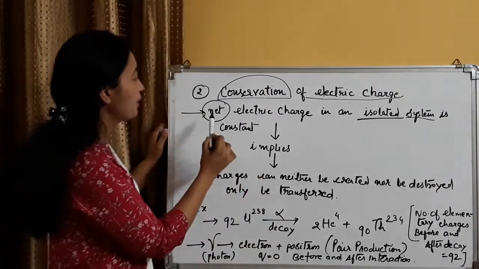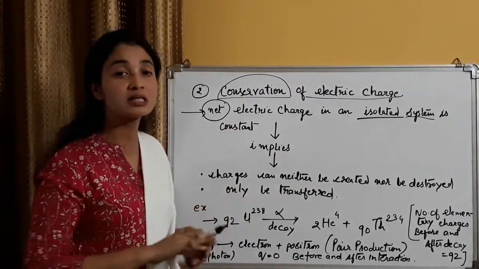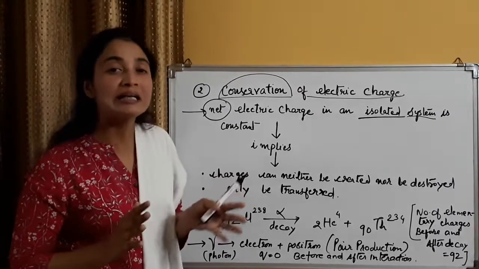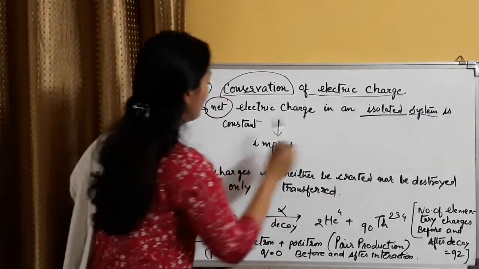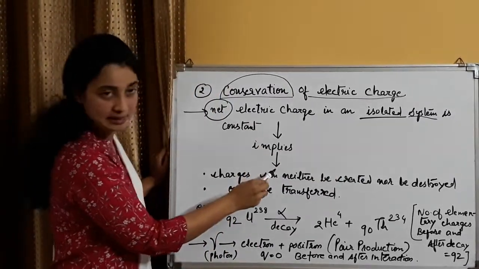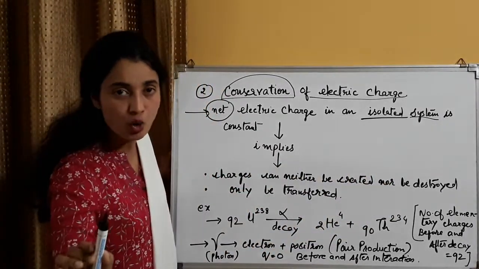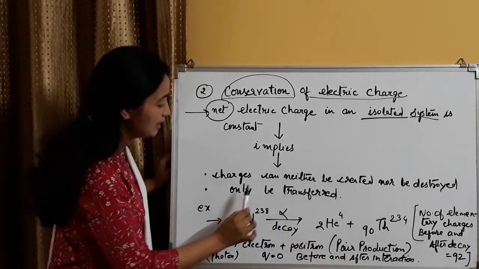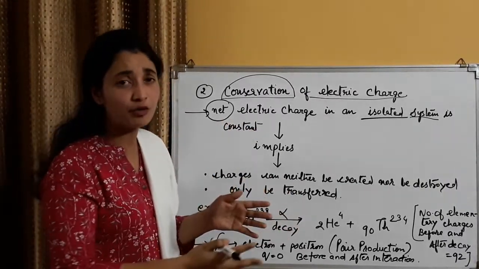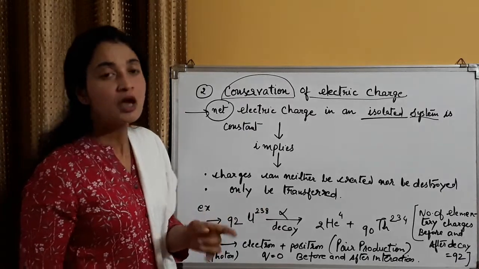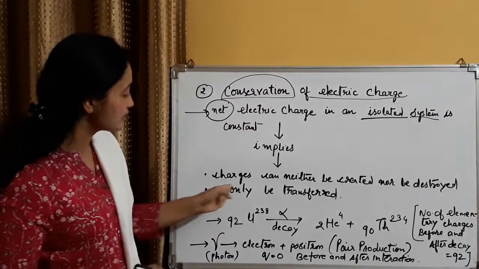So presently, keep in mind net electric charge in an isolated system. By this time you are familiar with isolated system, the system which is not in interaction with external forces. So net electric charge in an isolated system is constant. This implies that charges can neither be created nor be destroyed. Second thing, this implies that only charges can be transferred. You can neither create charge through any chemical reaction or any kind of reaction. We cannot destroy charges. We can only transfer them. So the conservation of charge implies these two facts.